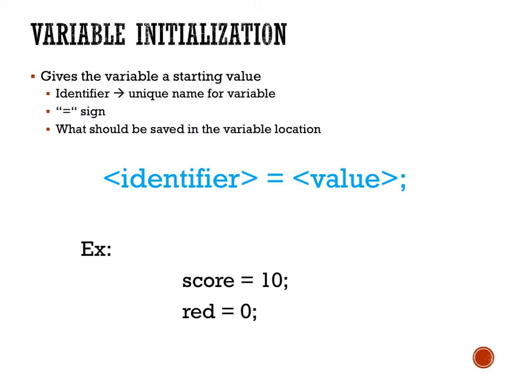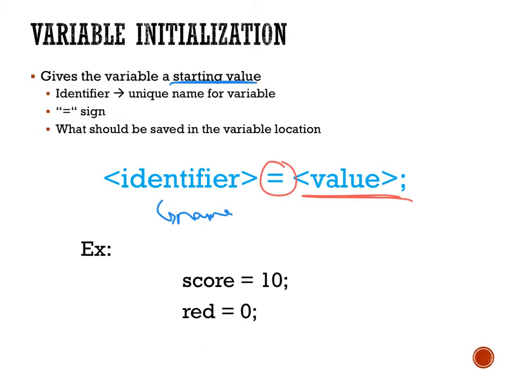Now, once a variable has been declared, we can initialize it. And so initializing is giving that variable a starting value. So you're going to use your identifier, which is, remember, the name of your variable, and that is unique. That's the name of the variable that is holding a piece of information. And we're going to assign it an initial value by using this equal sign.